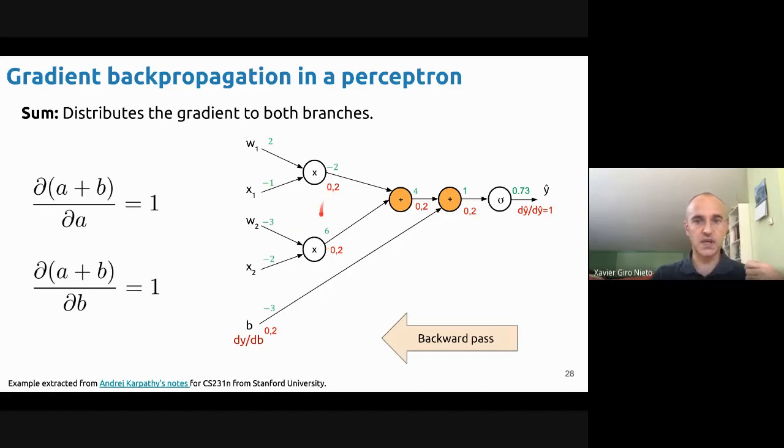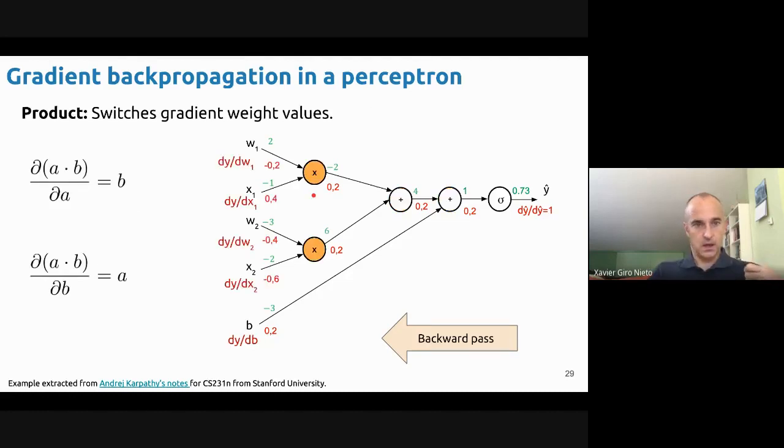The next operation is the multiplication. Here you have, on the left, the formulation to compute the partial derivative. When you have a product between two variables, and we have a partial derivative with respect to a, the result is b, and the opposite. So this is a bit tricky. Sometimes it causes some confusion. So let's see if we do it well. Here I'm looking at this node. The gradient is 0.2. That's what comes from here, 0.2.